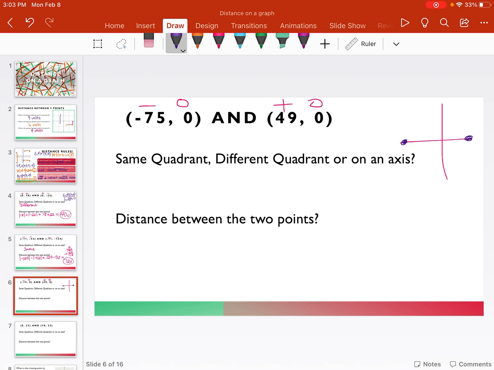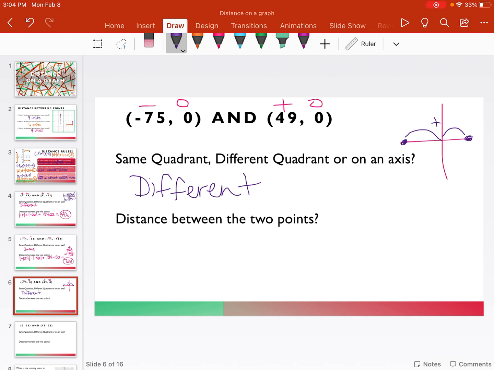Okay, so since both points are on an axis, I have to think same or different quadrant. So they're not really in quadrants, but are they on the same side of the axis? Like they're both on the x-axis, but are they on the same side of the y? And here they're on different sides, right? We'd have to take this section plus this section to get the total distance. So we're going to treat this like it's different.